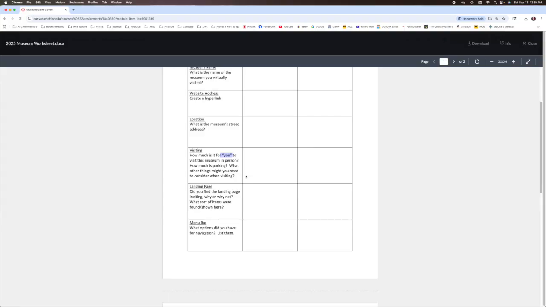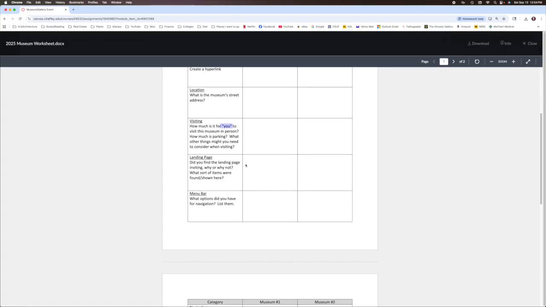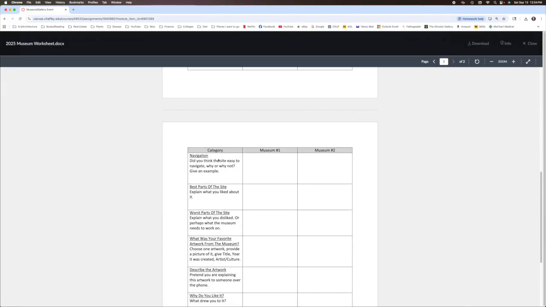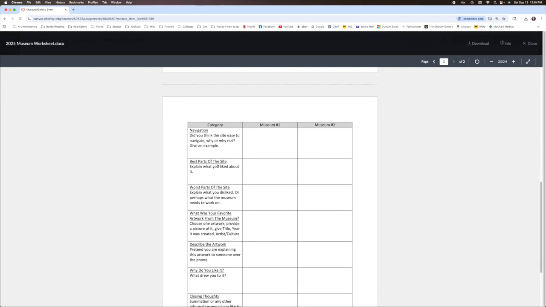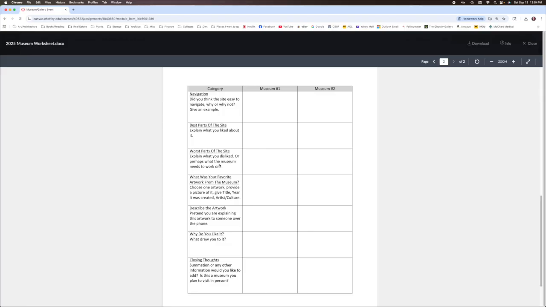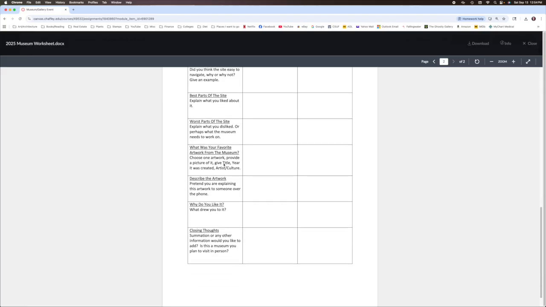So I'm just looking for how much it is, and also how much it is for parking, because that can be one of those incredibly expensive things that we have to pay for that we don't think about. Talk about the landing page, the menu bar, which would be at the top of the landing page. How easy was it to navigate through this website? The best and worst parts of the site, or at least parts of the site that needed improvement.